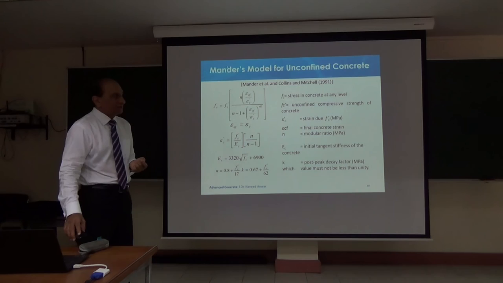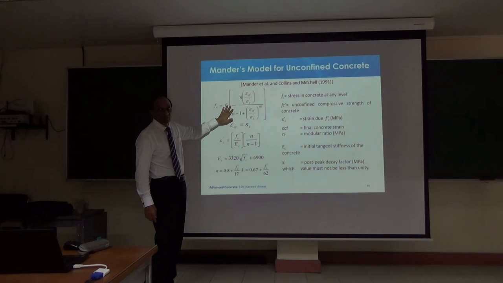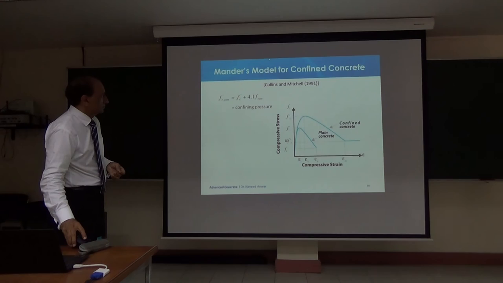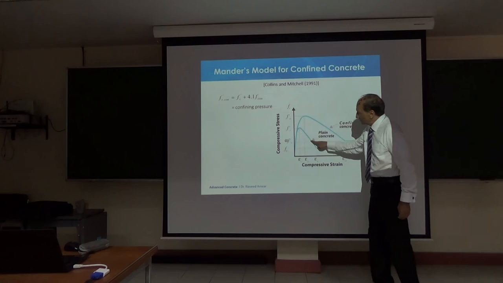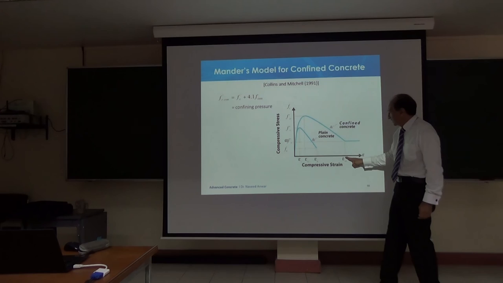This is Mander model. Mander developed this equation for calculating stress for strain. So this equation can be used to generate that curve for different regions, which includes the effect of the confinement also. So now we can see very clearly main concrete and confined concrete. Same concrete after confinement can go up to this level. And you can see the increase in ductility, you can see the increase in strength.